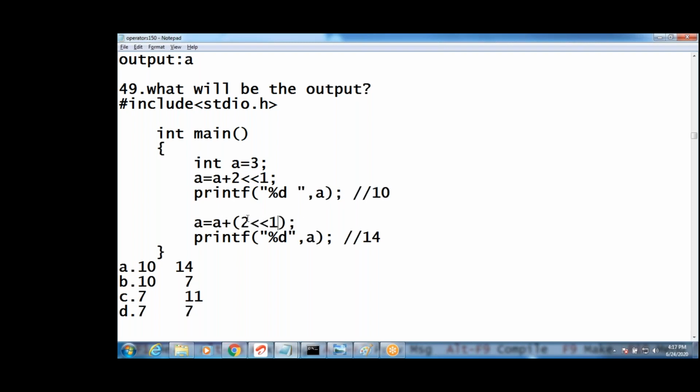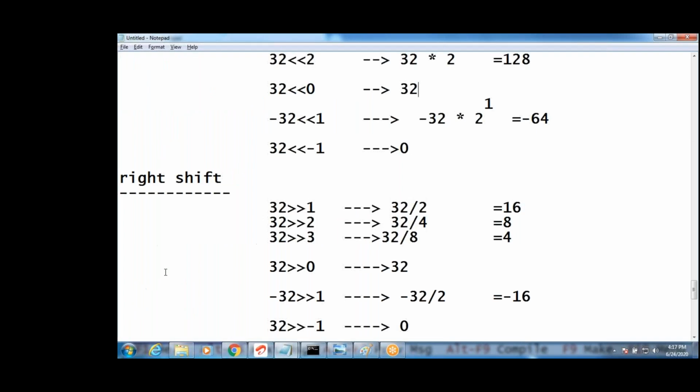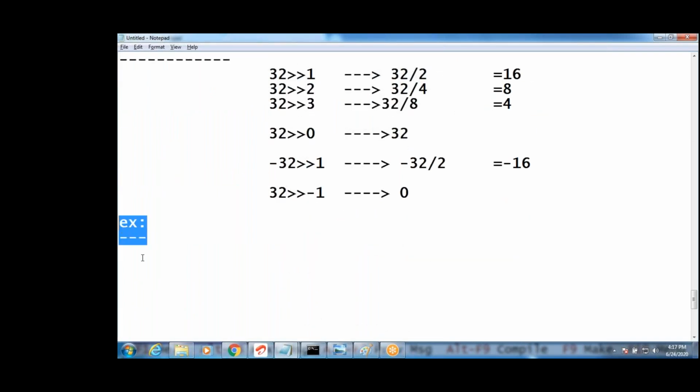The A value will be modified. Now A equals A plus, what is A plus? 10 plus 2 left shift 1. What is 2 left shift 1? 2 into 2 power 1, it's a 4. 10 plus 4, it's 14. Then 10 and 14, A option is correct.